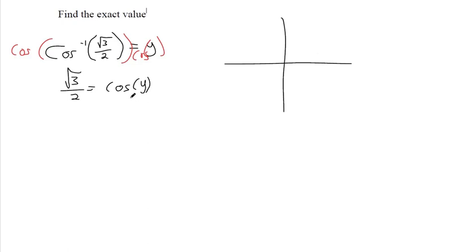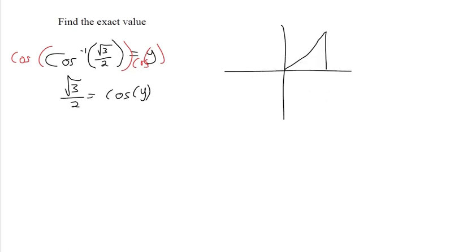For cosine to be positive, there's only two places where that can happen. Cosine can be positive here, where they're all positive. And all students take calculus. Cosine can be positive down here. But we're only going to consider the top right quadrant in it.